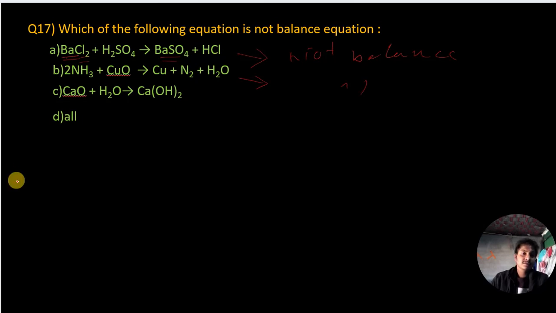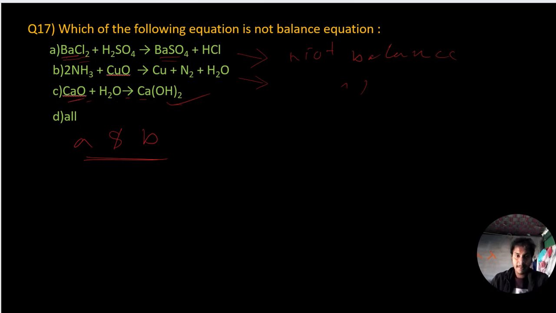Then the third: calcium oxide plus H2O gives us calcium hydroxide. Here we have one calcium, we have one calcium. We have two oxygen, we have two oxygen. We have two hydrogen, we have two hydrogen. This is balanced. So the right answer is A and B.